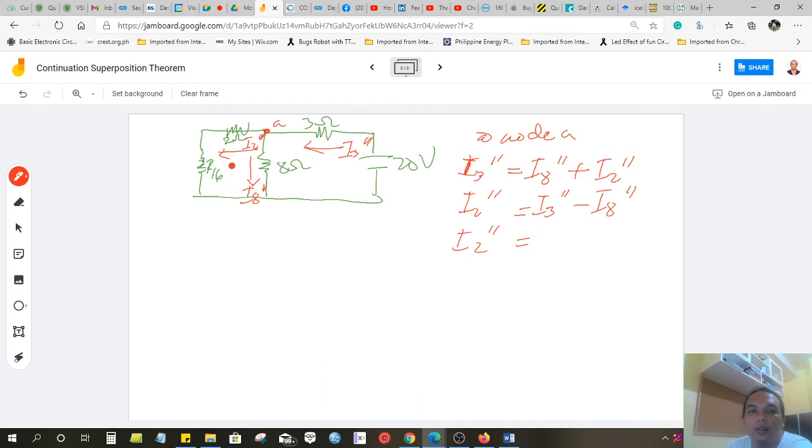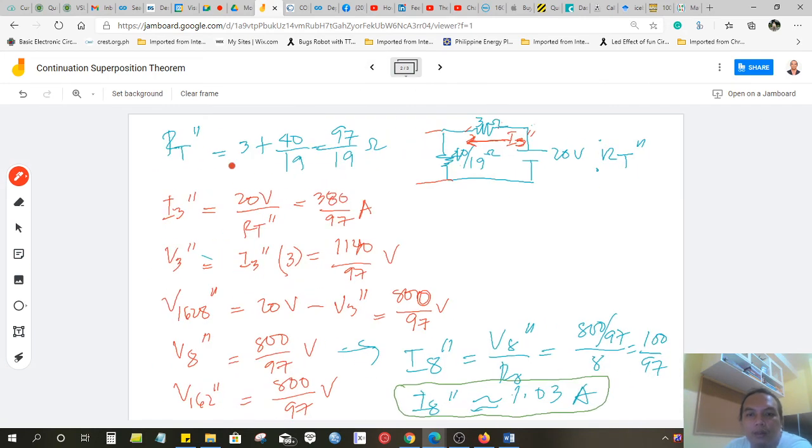Why do we get I2? Because if we multiply the I2 double prime current times the resistance 2, we get the voltage drop there. Also here, R16, we get the voltage drop too. Since they are in parallel, the voltage at R16 is equal to the voltage at the 1 ohm and the voltage at the 6 ohm.